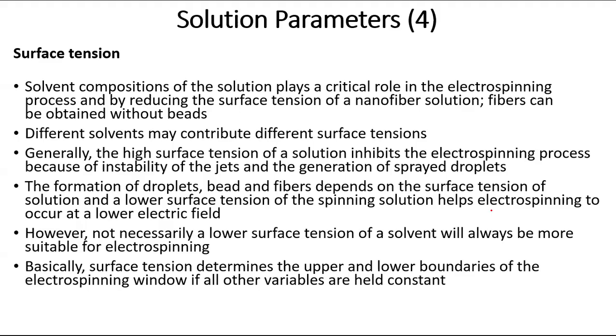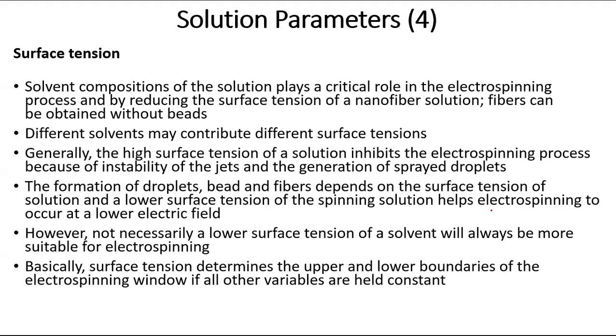So the formation of droplets, beads and fibers depends on the surface tension of the solution, and lower surface tension of the spinning solution helps electrospinning to occur at a lower electric field. We all know that for jet initiation to happen, the electric field needs to overcome the surface tension. However, a lower surface tension of a solvent is not necessarily always more suitable for electrospinning. Not very high surface tension, lower surface tension is preferred.